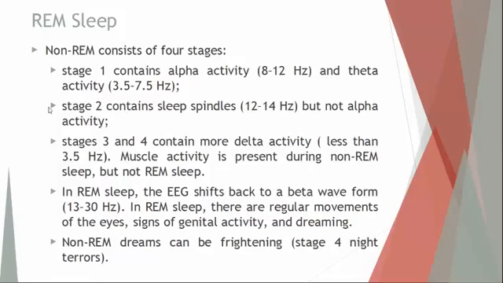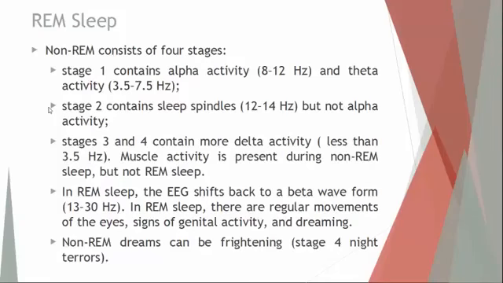Stage 3 and 4 will have a higher percentage of delta activity, and this activity will be less than 3.5 hertz, anywhere from 0 to 3.5 hertz. And stage 4 is when you have more than 50% of your overall activity being delta. So it's a gradual change between stage 3 and stage 4.